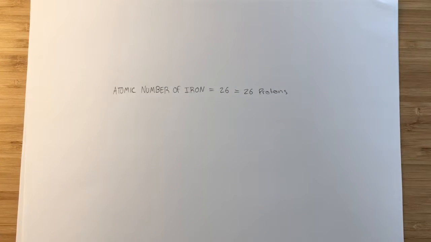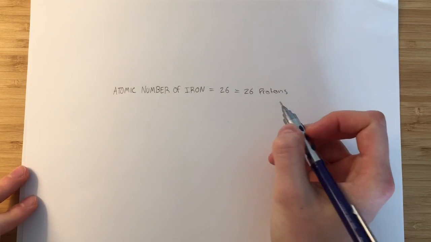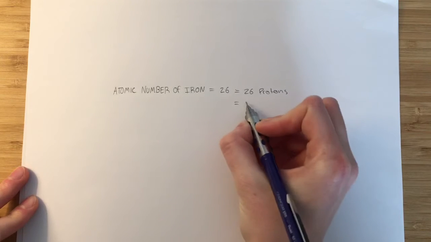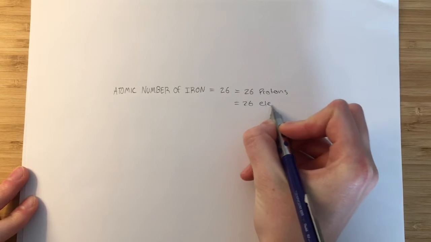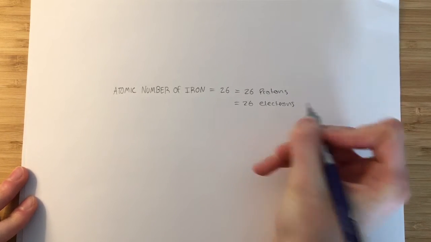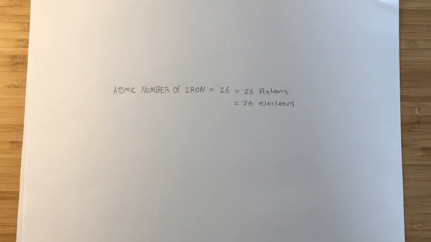Now, if the element is not an ion, we know that it has the same amount of electrons as it does protons. So if it has 26 protons, we could then realize that it has 26 electrons as well. So we can see that counting electrons and protons is very simple.